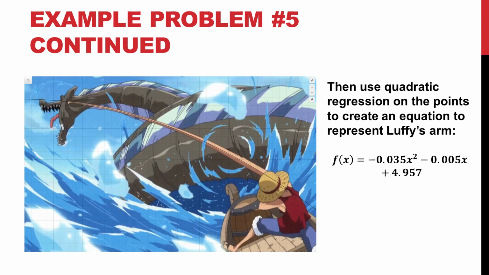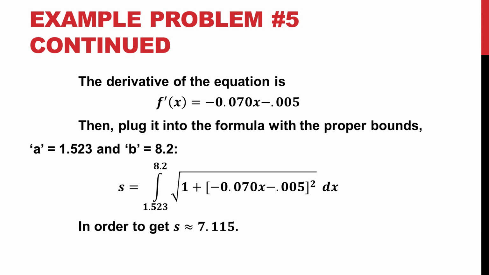We then use quadratic regression on the points plotted in the last slide to create an equation to represent Luffy's arm. The equation is f of x is equal to negative 0.035x squared minus 0.005x plus 4.957. The derivative of the previous equation is f prime of x is equal to negative 0.070x minus 0.005. Then plug that into the formula with the proper bounds, a equal to 1.523 and b equal to 8.2.